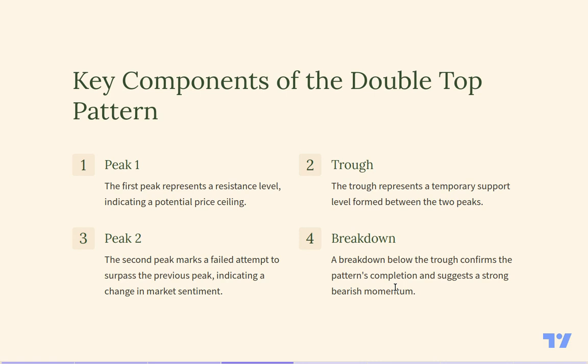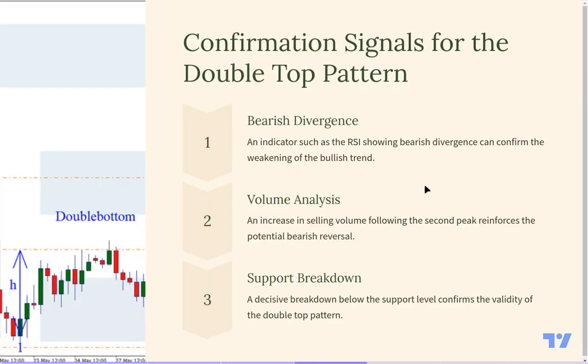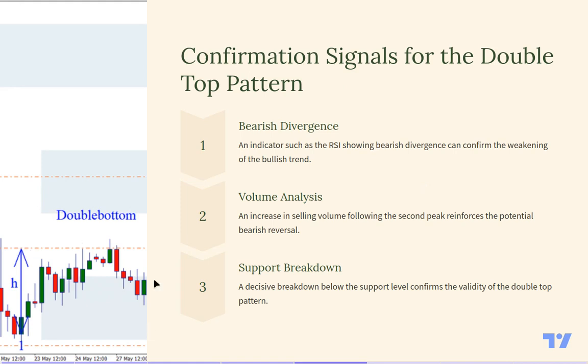So basically, when it breaks down after a double top, it becomes a double bottom. It's counterintuitive, and it will take time to really get used to it. So when it breaks down, it becomes a double bottom, which is an inverse of a double top.